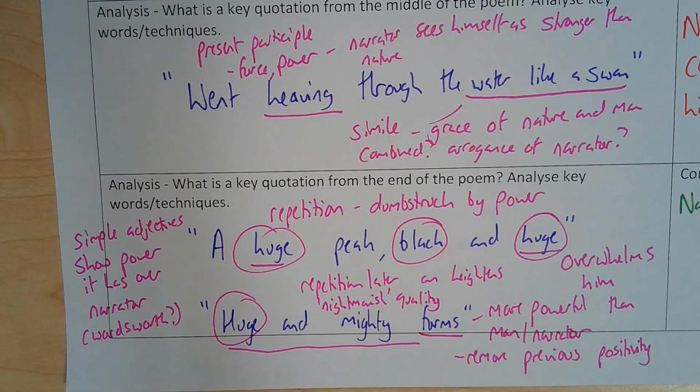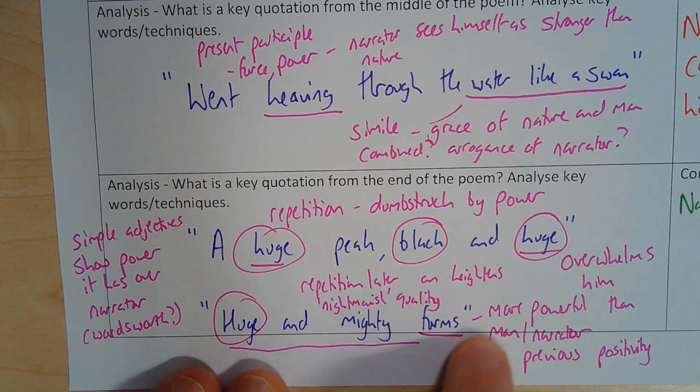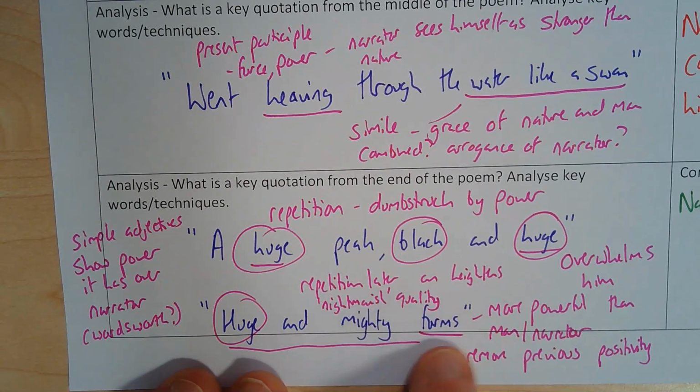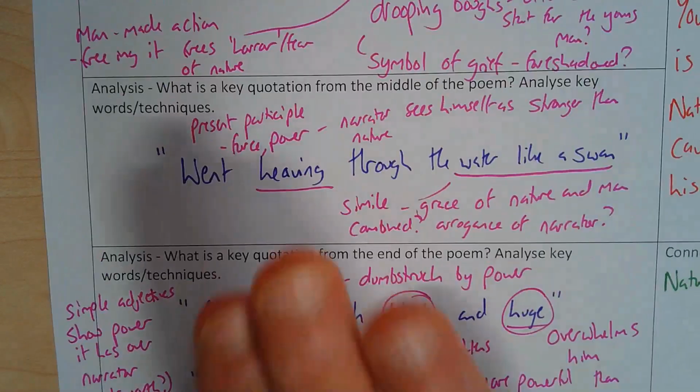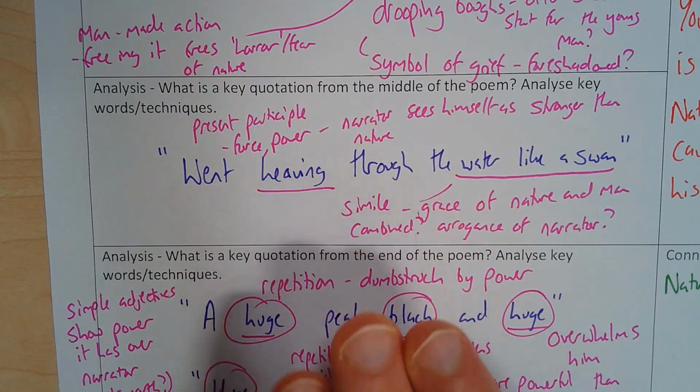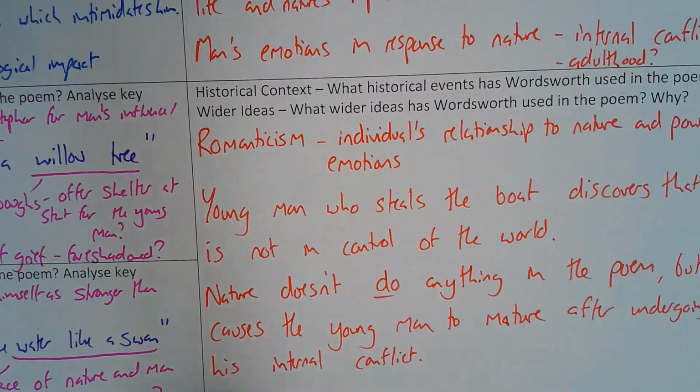This idea of our narrator as a hero, if you can, stealing the boat bravely and escaping and enjoying himself on the river, has now been punished by these mighty forms who continue to haunt his vision of nature as a good, beautiful force for evil, and the power that he thinks he has over nature has now completely gone.